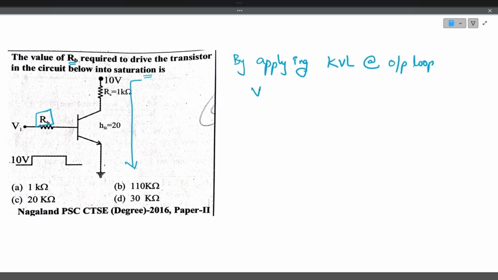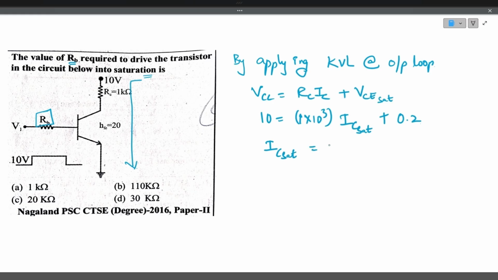we will get VCC is equal to RC into IC plus VCE, collector to emitter voltage. VCC is 10 volts, RC is 1 kilo ohm, that is 1 into 10 to the power of 3. The collector current is nothing but IC sat. We are calculating the collector saturation current, plus VCE becomes VCE saturation. So what is the VCE saturation? It is 0.2 volts, which is a standard value. So from this, you can tell that the IC saturation is 9.8 milliamps. Then from this, we can easily calculate IB saturation.